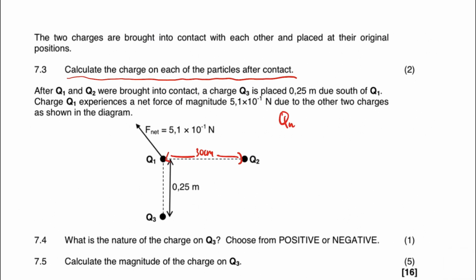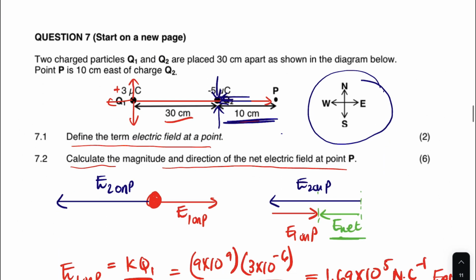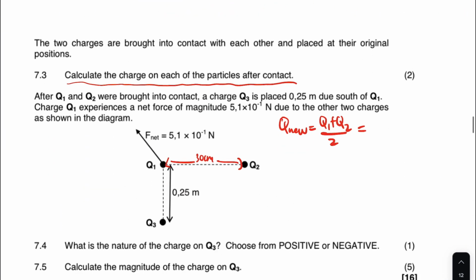So the Q new there is Q1 plus Q2 divided by 2, which is going to be those charges, positive 3 and negative 5 microcoulomb. I ignored the microcoulomb, so it's going to be negative 1. But since you know it's microcoulomb, you say times 10 to the power negative 6 at the end, the coulomb. So the new charges now, this one is negatively charged and this one is negatively charged now.